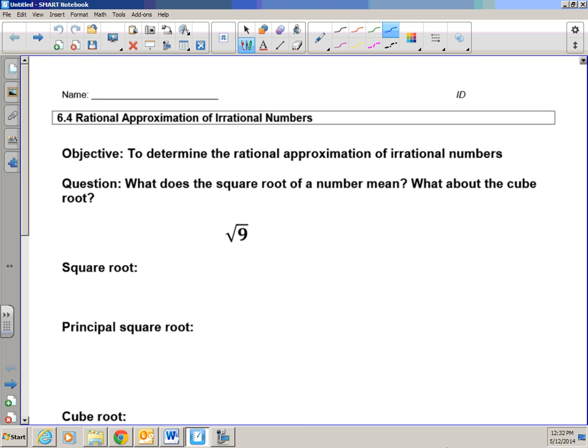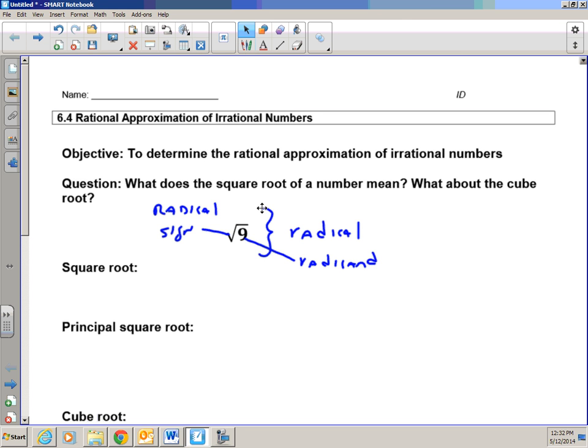This whole number is called a radical. The symbol here is the radical sign, and the number underneath is called a radicand. We use the word radical just because it's a more general description as opposed to just saying square root, which is specific. All right, the square root is one of two equal factors of the radicand.